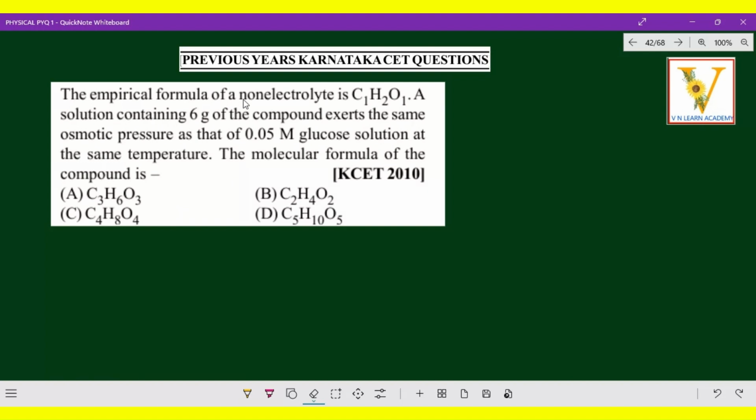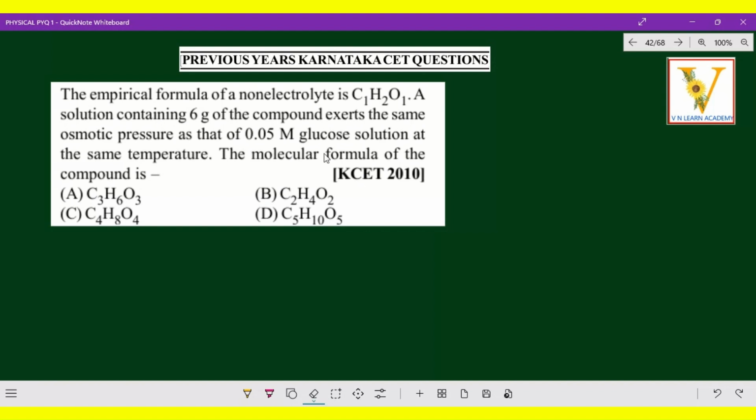The empirical formula of a non-electrolyte is C1H2O1. A solution containing 6 gram of the compound exerts the same osmotic pressure as that of 0.05 m glucose solution at the same temperature. The molecular formula of the compound is. Actually, in this, we have to identify the molecular formula.